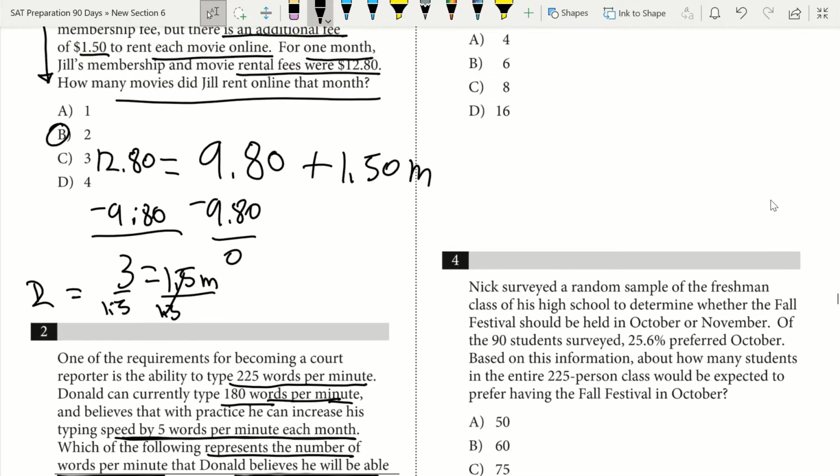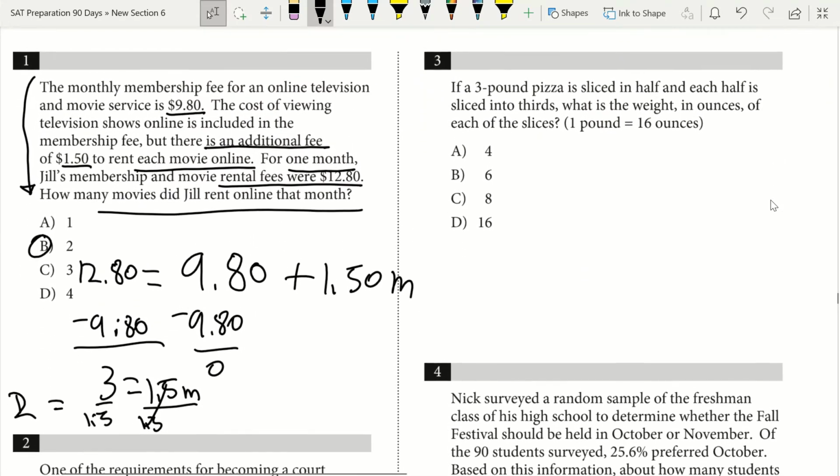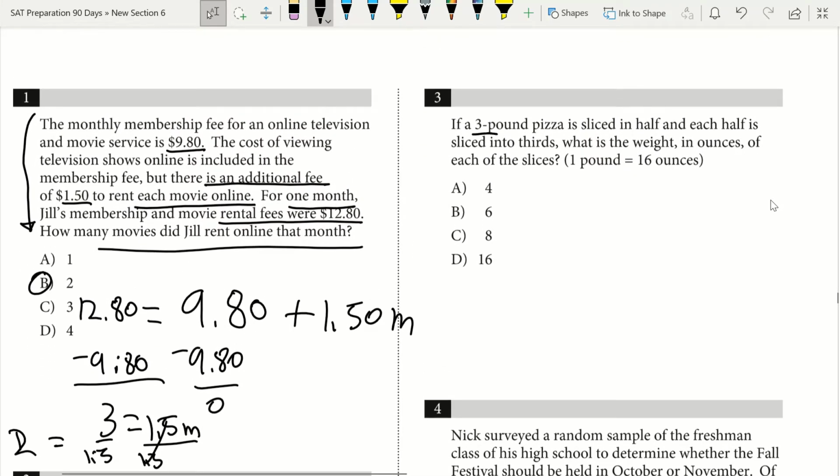All right, number 3, if a 3-pound pizza is sliced in half, so we've got a 3-pound pizza sliced in half, and each half is sliced into thirds, what is the weight in ounces of each of the slices? All right, well, we start with a 3-pound pizza. We slice that in half, so we're going to multiply by 1/2, and then each half is then sliced into thirds, so we're going to multiply by 1/3.